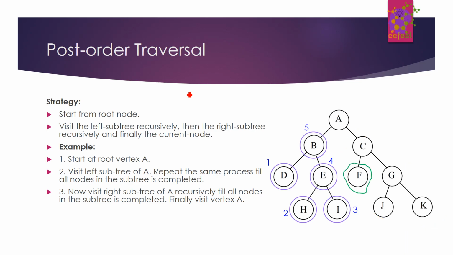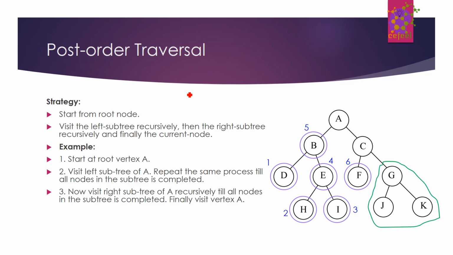We'll start at C, and then we'll move to C's left subtree, which is F. And F doesn't have any left subtree, nor does it have a right subtree, so we can visit F now. F will be the sixth node to be output. So we'll return back to C. In fact, C's left subtree is covered, but right subtree is not yet covered, so we'll cover the right subtree of C next, which is G, J and K.